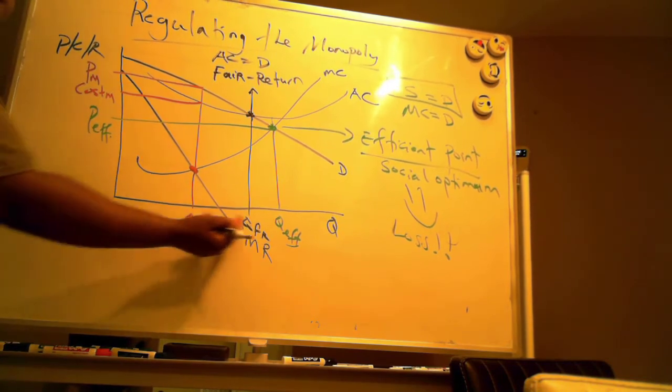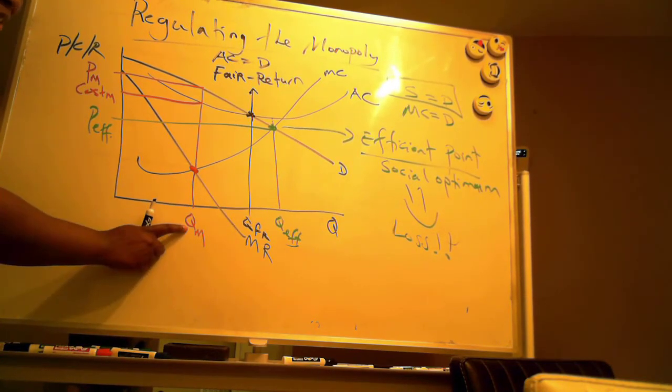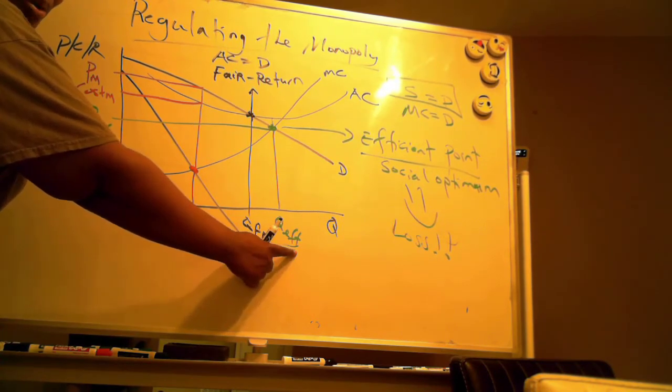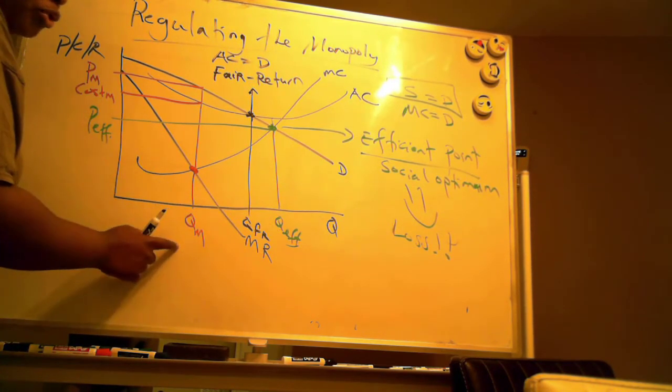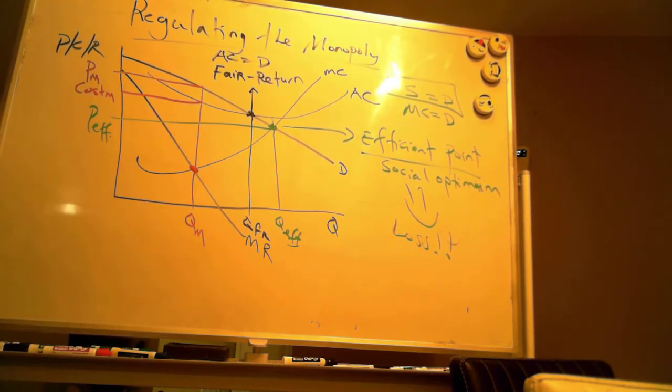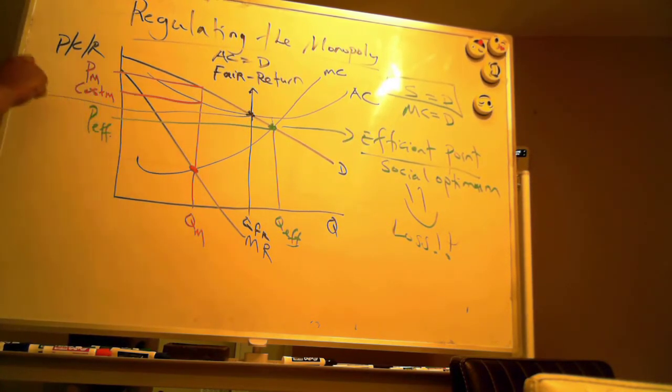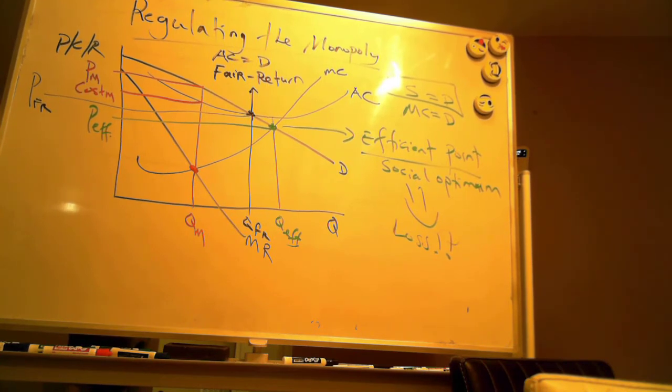You notice it sits in between. This is what the monopolist wants to do. This is what the government hopes will happen. These are the two extremes. Here is the compromise. Same thing for the price. Bring it over. Notice it sits in between. This is the fair return point.